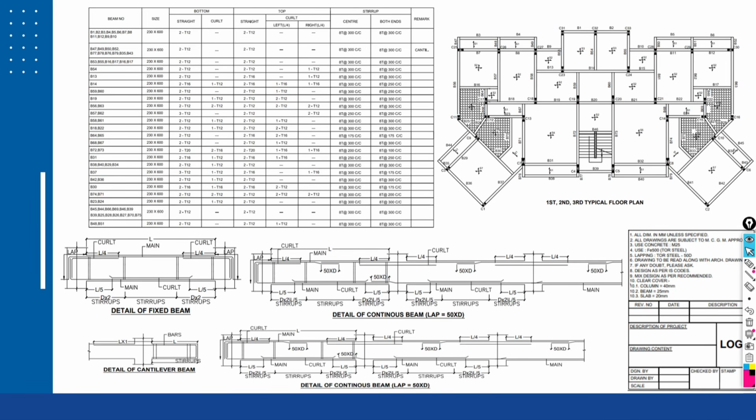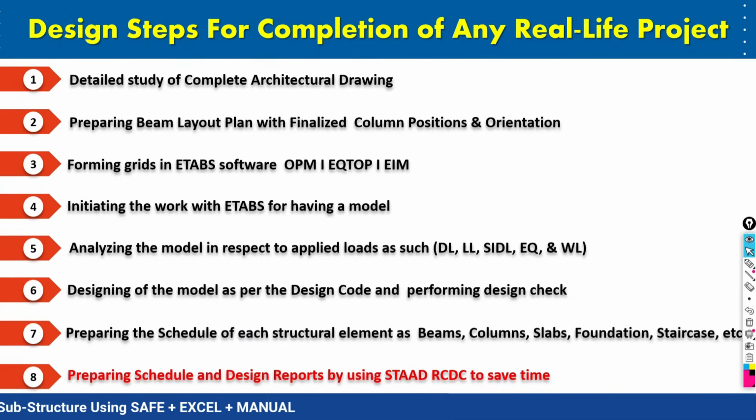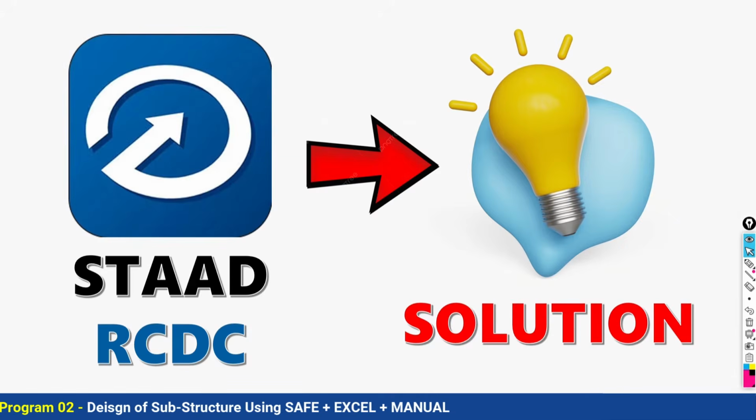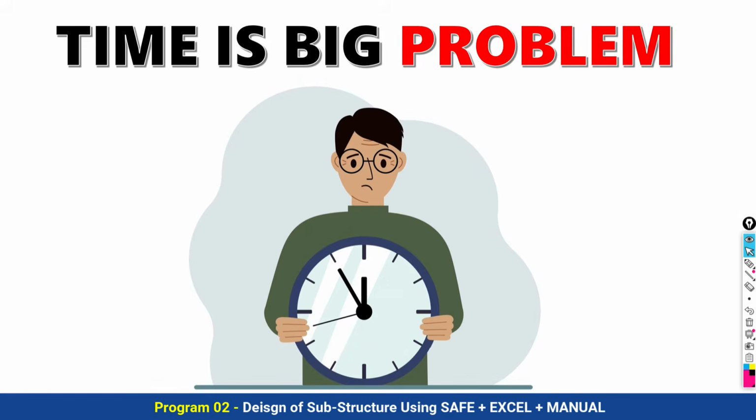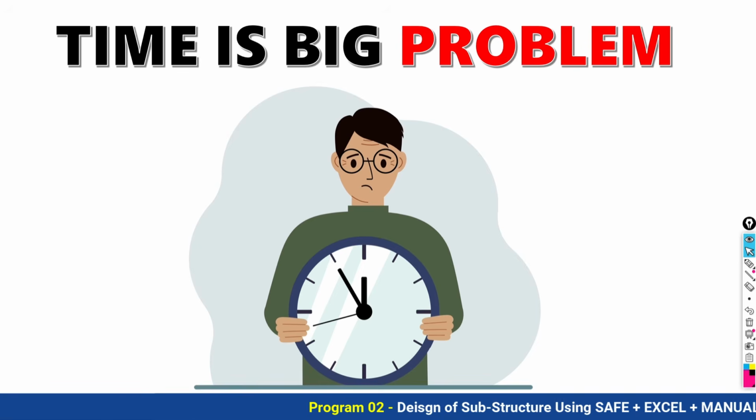We will learn in our training program first the manual approach, means in the CAD software, and after that we are going to see your STAAD RCDC software. Because time is a big problem. When you are going to work, you are not responsible for dealing with one project at a time. This is our personal experience. You are not responsible to deal with one project at a time.